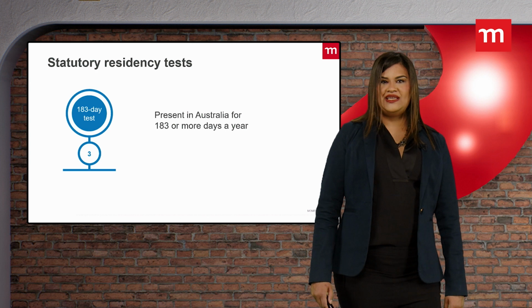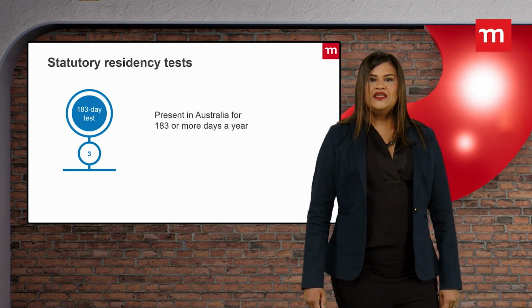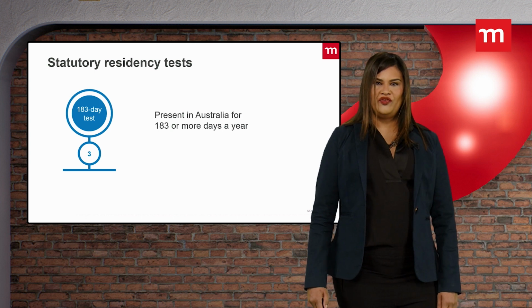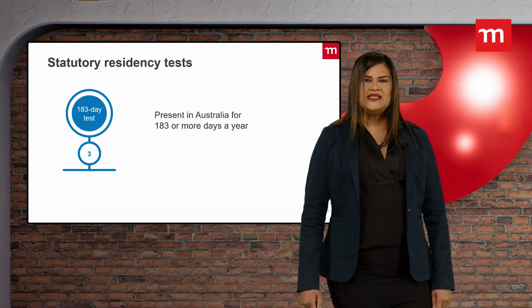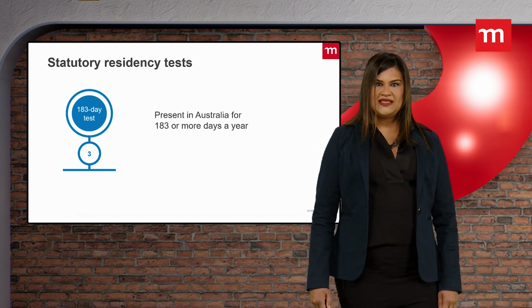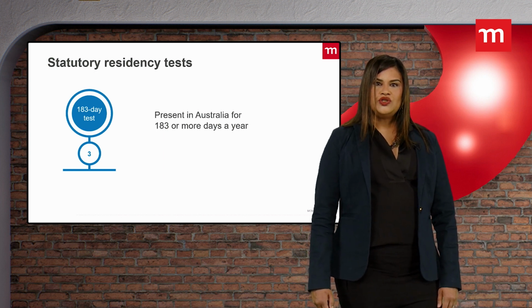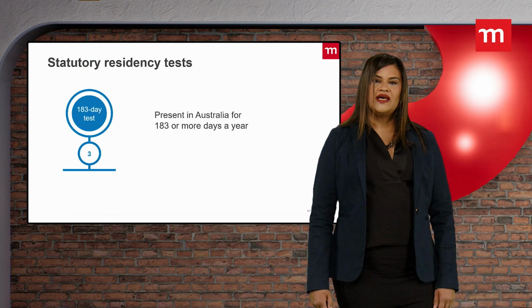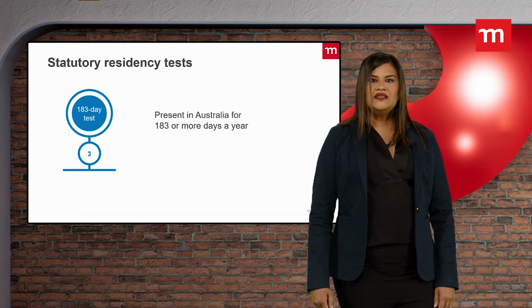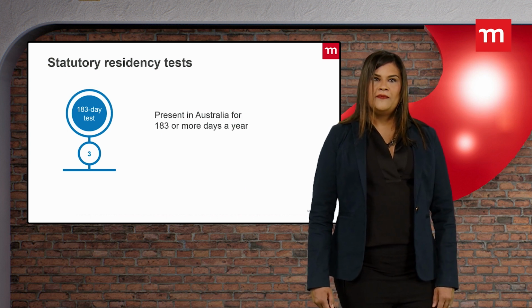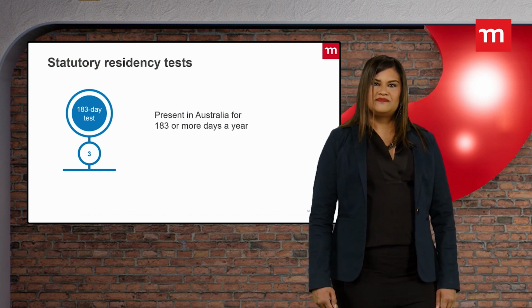What is the 183-day test? Individuals who have actually been in Australia for more than one half of the income year, that is at least 183 days of the income year, and unless that individual's usual place of abode is outside of Australia and the individual does not intend to reside in Australia, they will be considered a tax resident.